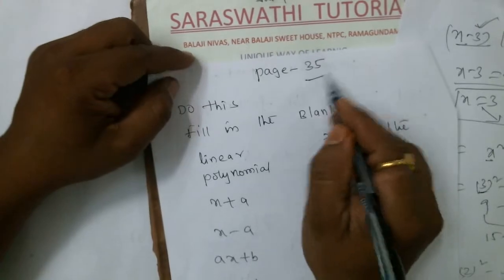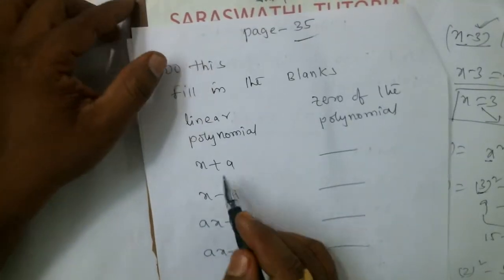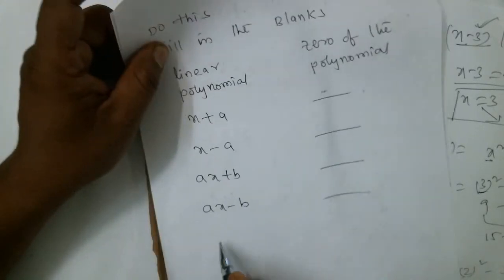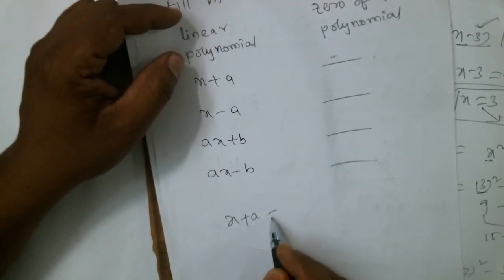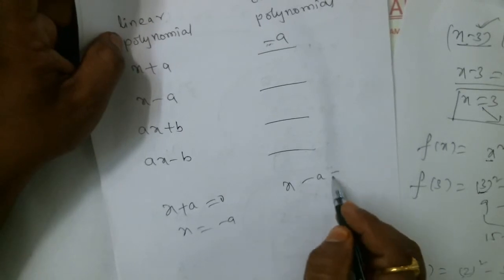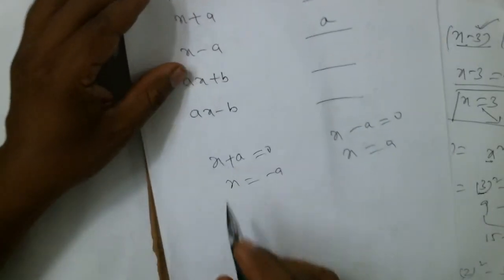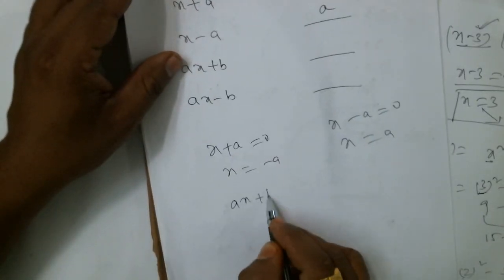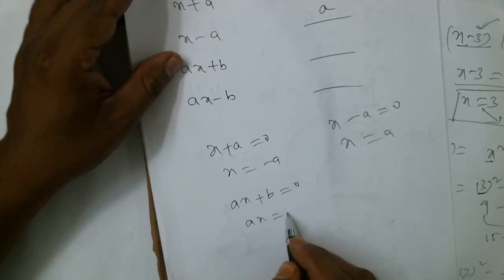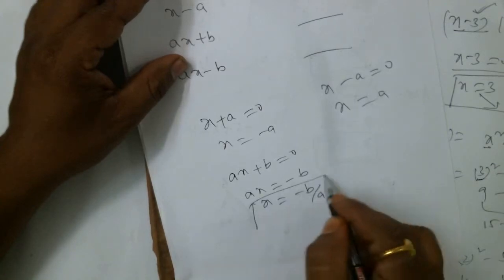Now page number 35. He has given linear polynomial. He has given, find the zeros of a polynomial. Here x plus a. First of all, here x plus a is equal to 0, then x is equal to minus a. So the value is minus a. Next here x minus a is equal to 0, then x is equal to a. The zero of the given polynomial is a. Next ax plus b is equal to 0, then ax is equal to minus b, then x is equal to minus b by a is a zero of a polynomial.